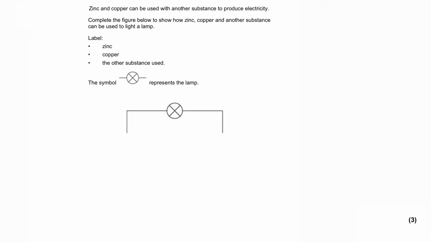Zinc and copper can be used with another substance to produce electricity. Complete the figure below to show how zinc, copper and another substance can be used to light a lamp. Label the zinc, label copper, label the other substance used. And we're told that the symbol that's shown here is representing the lamp, and this is the circuit symbol for the component of a lamp, which you should probably recognise from physics.